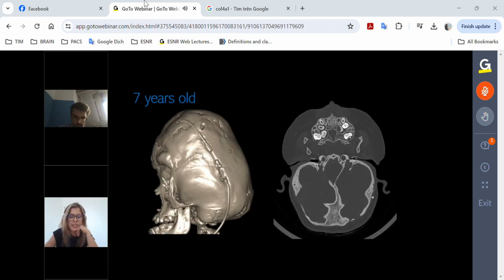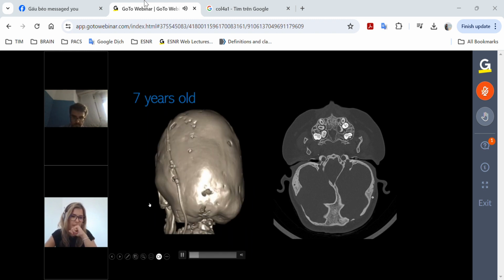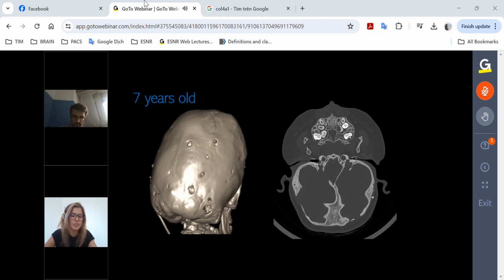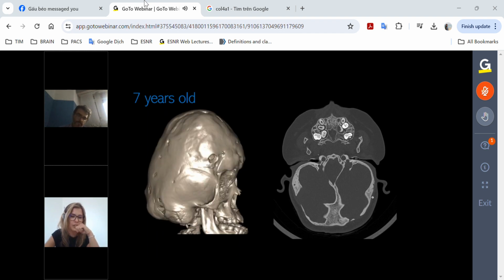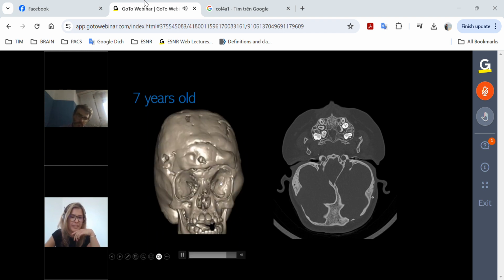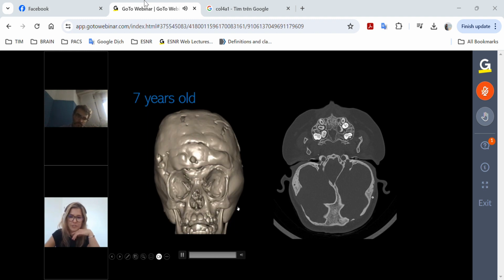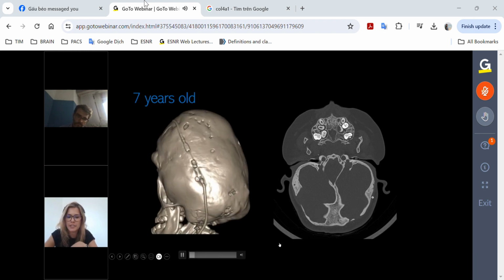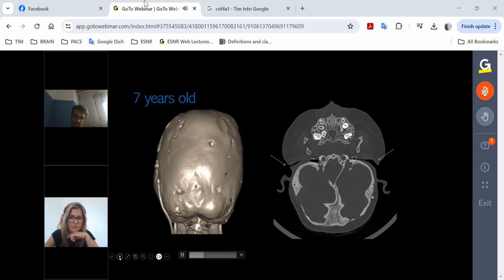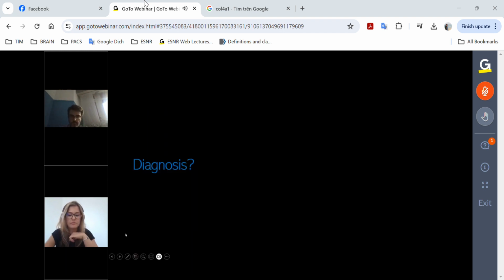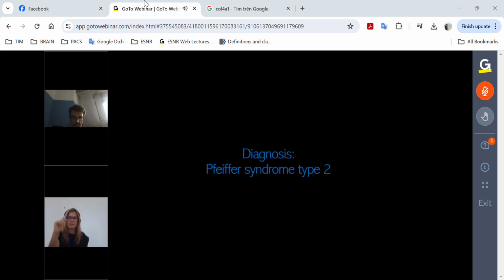So this patient is almost 8 years old, and here is the skull now, where you can see that there are no sutures anymore. Of course, they are all closed. The forehead is very big. The midface is very small. The maxilla also is hypoplastic, and also the external auditory canal is very small, and it's narrowed. So what should be the diagnosis? Once you see it, you never forget it. It's a Pfeiffer syndrome. This one is a type 2.